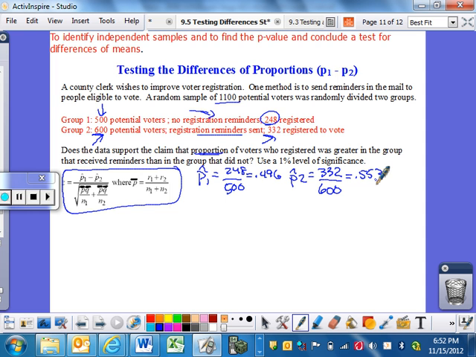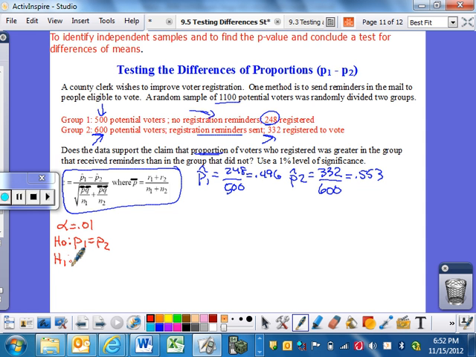Alright? Then you need to set up your test. Now they're testing at what level? The 1% level. What are they testing? Now notice, remember in the other ones, your null hypothesis was mu1 equals mu2. Same thing here. We're going to assume that these proportions are equal, and we want to prove it wrong. Alright? How do I want to prove it wrong?